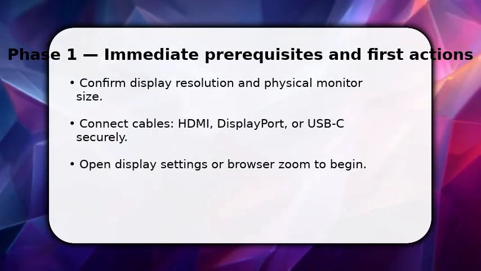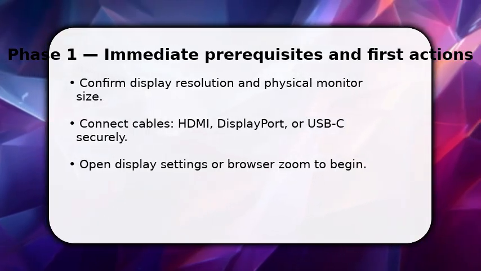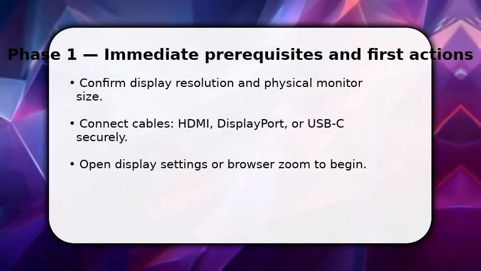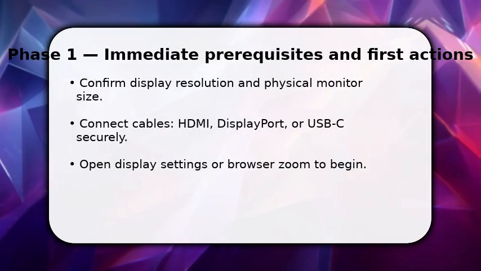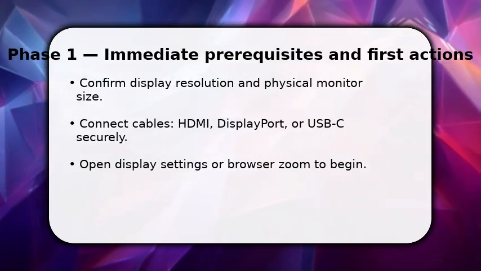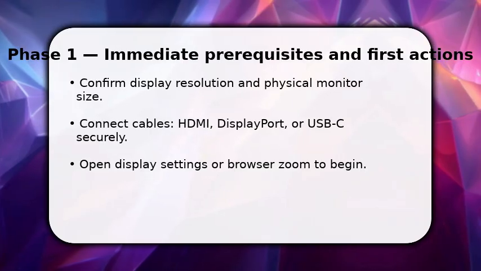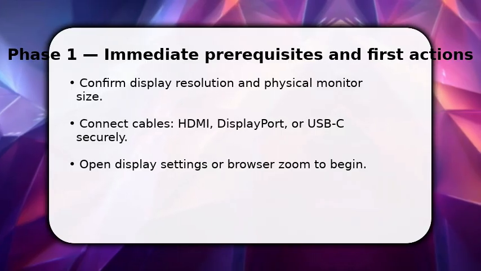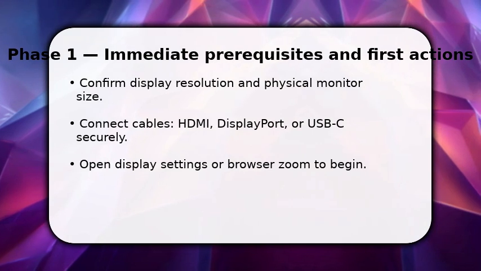You begin by checking resolution and monitor size, so scaling changes make sense. This prevents blurry text. Once done, plug in the best cable, DisplayPort or HDMI, for full bandwidth and make sure drivers are current. Open your system display settings or the app you want to enlarge, because changing scale here affects apps versus browser zoom.